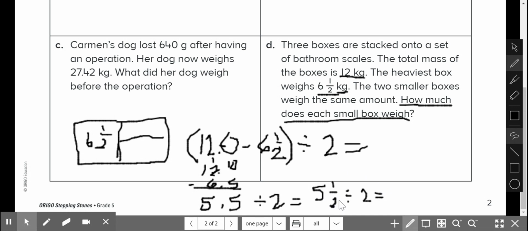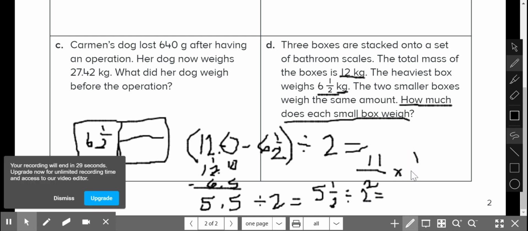So let's make one thing. If we're going to be doing it this way, we've got to make this into an improper fraction. 5 times 2 equals 10, plus 1 equals 11. And we're going to keep that. That's the same. 11 halves is the same as 5 1/2. We're going to change the symbol to multiplication, and we're going to flip 2 to 1 over 2. Got to be really quick because I'm running out of time. 11 times 1 is 11, and 2 times 2 is 4. I can take 4 into 11, and 4 goes into 11 2 full times, and my remainder is 3/4.